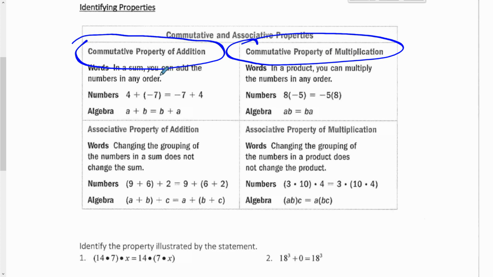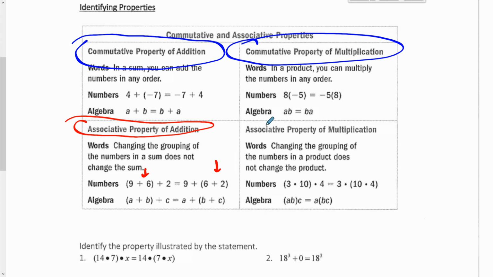The associative property has to do with grouping numbers. So the associative property of addition is when we change the grouping of the numbers, the sum does not change. So if you look at our example, our parentheses go from around 9 plus 6 to changing to around 6 plus 2. But either way, we'd get the same answer. No matter which way we did it, we would still wind up with 17.